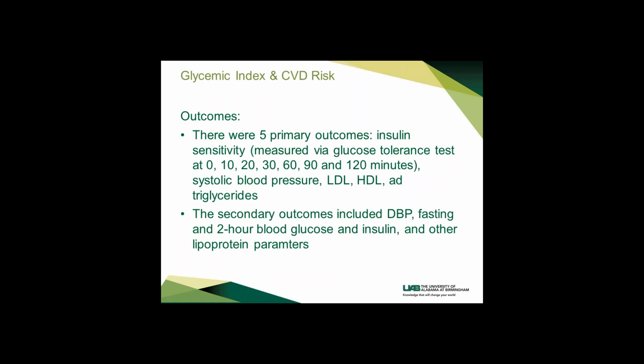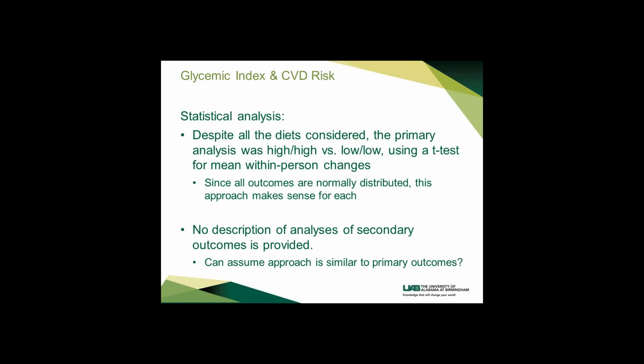We'll talk about the fact that they had multiple primary and secondary outcomes in a few minutes. Okay, so despite all of the diets considered, their primary analysis was to compare the high carbohydrates and high glycemic index diet to the low diet, that's the low carbohydrate and low glycemic index, using a t-test for mean within-person changes. Okay? Since outcomes are normally distributed, the approach makes sense for each of these changes, for each of their outcomes. But they're losing a lot of information by doing this.